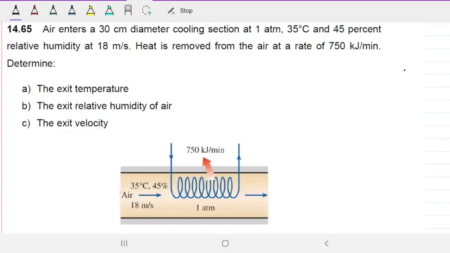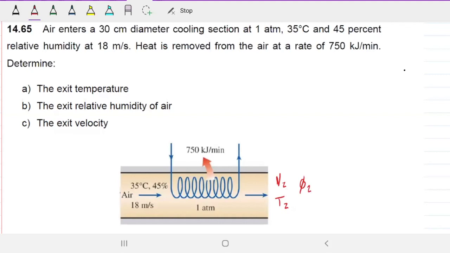Heat is removed from the air at a rate of 750 kilojoules per minute. We are to determine the exit temperature, the exit relative humidity of the air, and the exit velocity. Okay, so what we're looking for is the exit velocity, the temperature, or dry temperature, in other words, and the relative humidity on this end here.